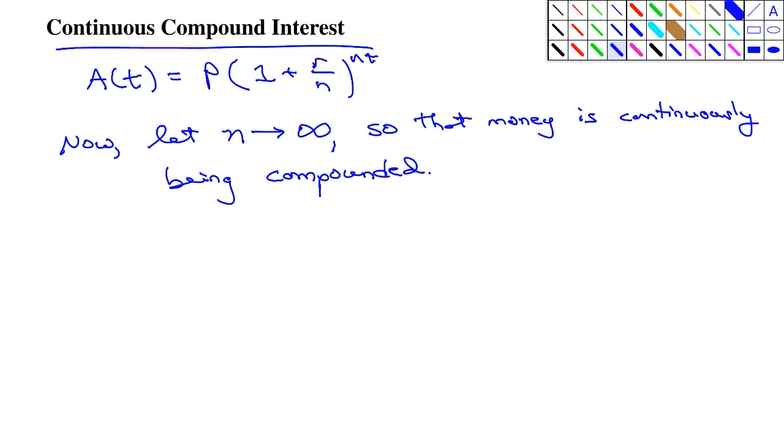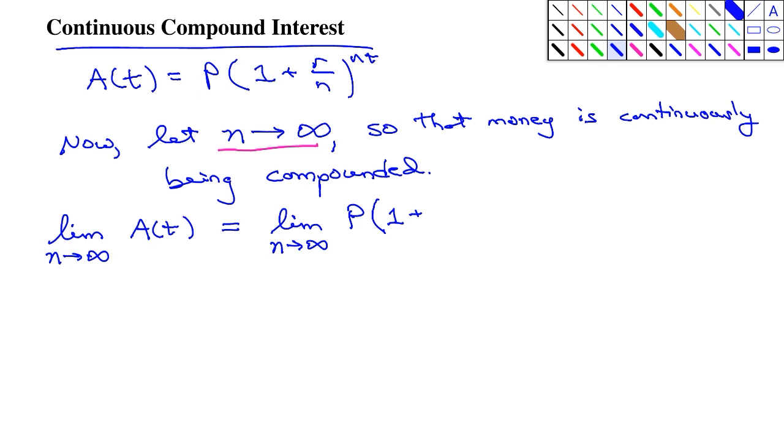All right, so how do we do that? Well, you guessed it, n goes to infinity. That means we need a limit. So we're going to take the limit as n goes to infinity of A(t), and that would be equal to the limit as n goes to infinity of P times (1 plus r over n) raised to the nt power.